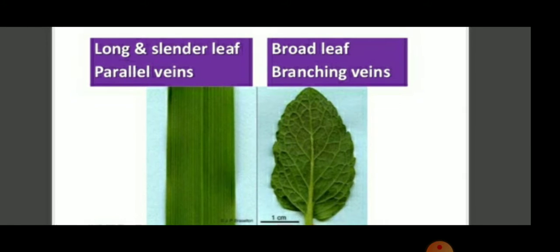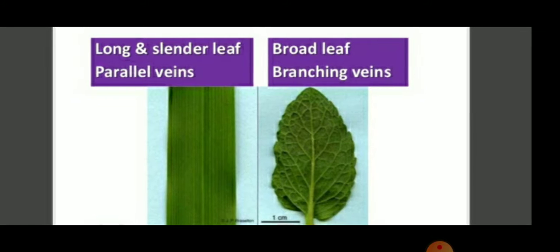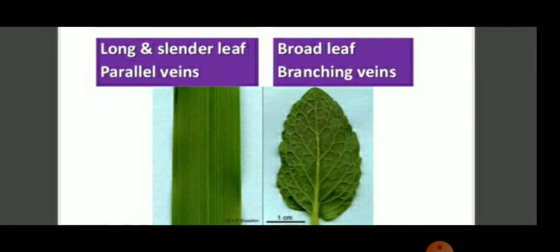The second type is in broad leaves, in which the veins form a network-like structure. So this venation is called the reticulate venation. For example, petunia, rose and mango plants have the reticulate venation.